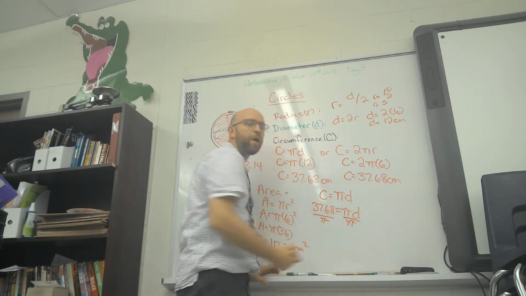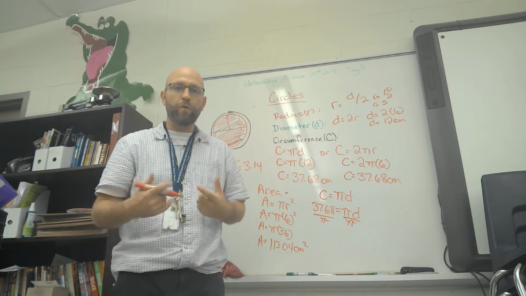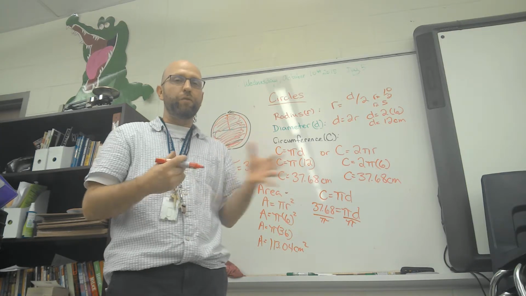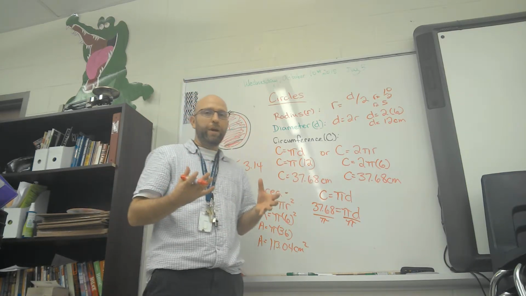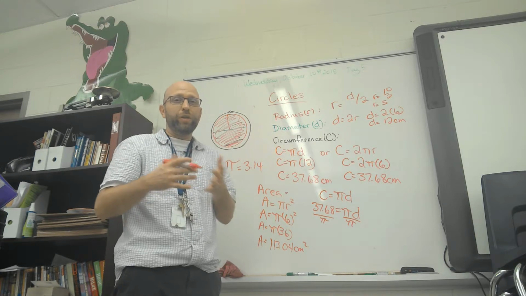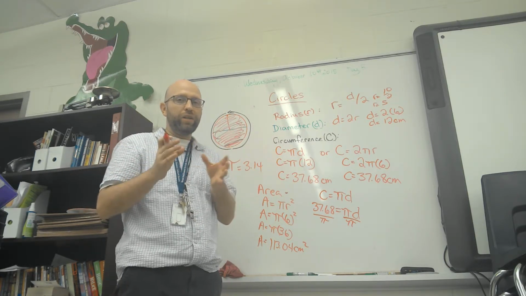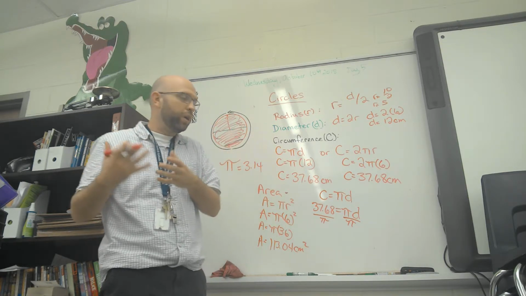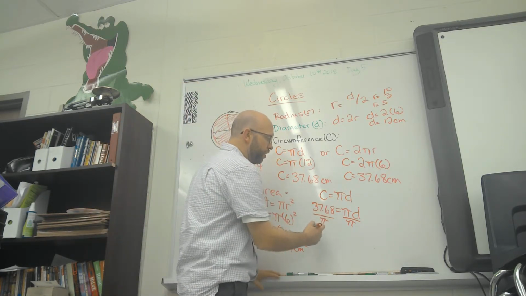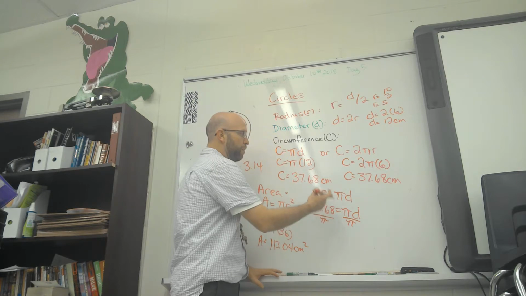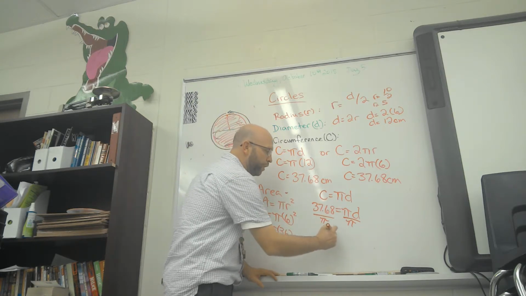When you divide pi by pi, 3.14 by 3.14, it's going to equal 1. You don't have to write 1 in there. If a d is by itself, or diameter is by itself, we know it's 1 diameter. So you don't need to put 1 in. As long as the variable is there, I know it's one of those. All right, so these cancel out, and then 37.68 divided by pi will equal 12.